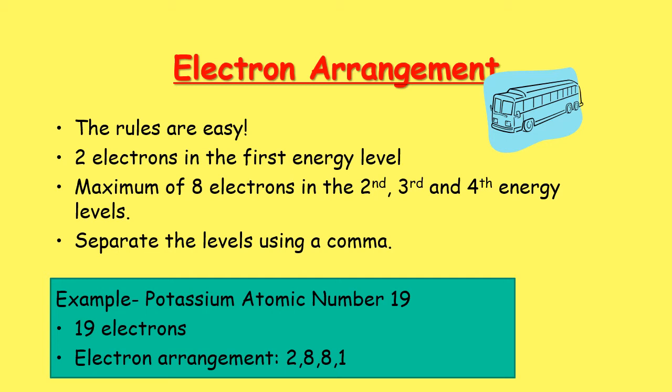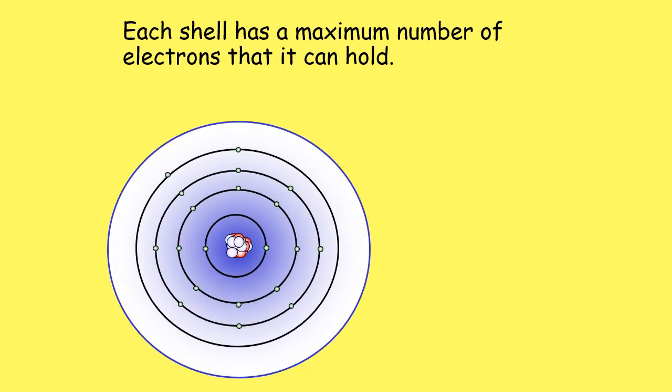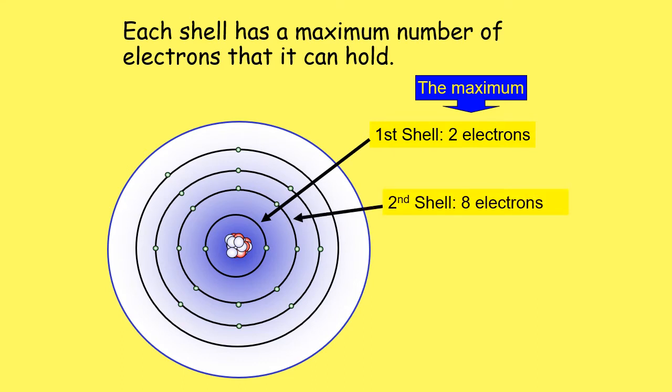And if you look on page 6 of your data booklet, you'll see the electron arrangements for lots of atoms. Now, each shell has a maximum number that it can hold, and we've gone over this. The first shell, because it is the smallest, can only hold 2 electrons. The second, the third, and the fourth shells can hold 8 electrons each. So the general rule is that they hold 8 electrons. The exception is the first shell because it's a lot smaller.